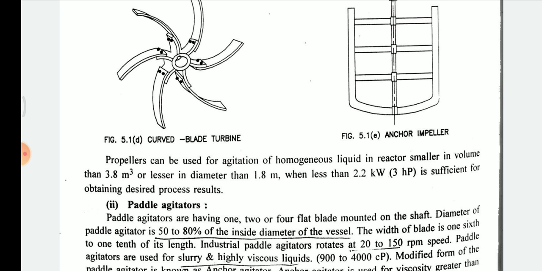The propeller can be used for agitation of homogeneous liquid in a reactor smaller in volume than 3.8 meter cube. Where is the propeller used? Where the volume is 3.8 meter cube or less, with a diameter less than, like, 1.8 meter, where less than 2.2 kilowatt, that means 3 horsepower, is sufficient for the desired process result.